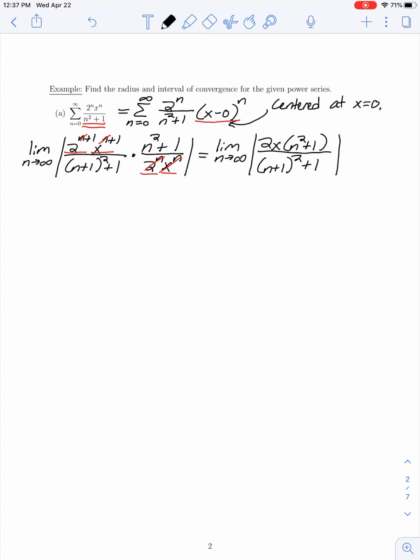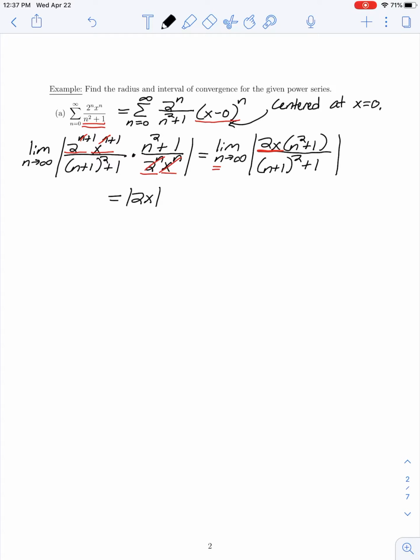So here we notice that this one term, 2x, does not depend on n. And here we're taking a limit as n approaches infinity. So if this constant, the absolute value of 2x, does not depend on n, that means I could pull it out in front of this limit.